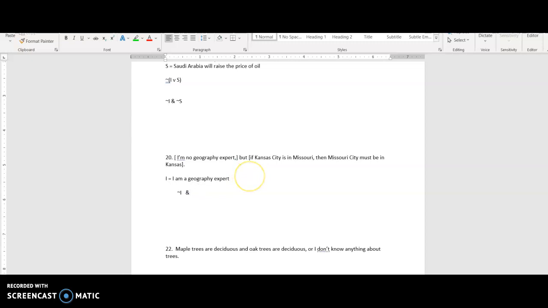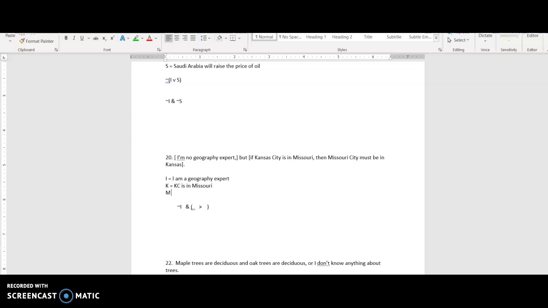All right, second conjunct is an if-then sentence. So it's going to be like this. The first, or the antecedent, is Kansas. Let's call this K. Kansas City is in Missouri. And the second is, we'll call it M. Missouri City is in Kansas. All right, so if one, then the other. There's no negations or anything like that. So it's just if K, then M.